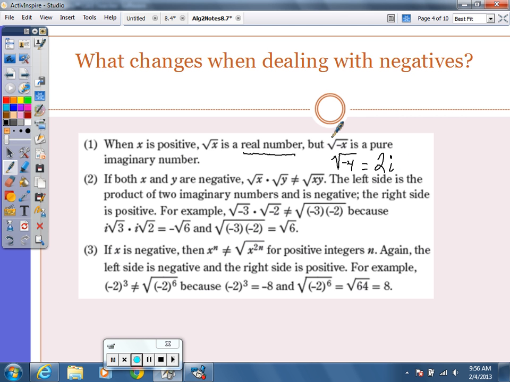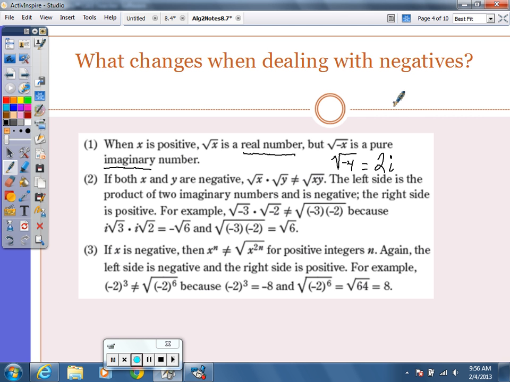So you could take a square root of a negative, but you're not dealing with a real number anymore. Instead, we're talking about imaginary numbers. So if both x and y are negative, we cannot apply the property that we talked about earlier this chapter where you could multiply them.